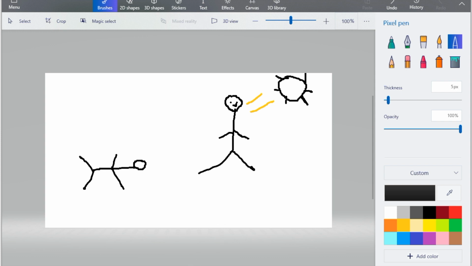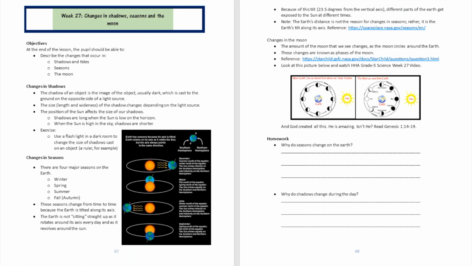Well, that understanding is going to be really important to understand how patterns operate in our world. The size, the length, and the darkness of the shadow changes depending on the light source. And you can try that out with maybe a flashlight in a dark room. The position of the sun affects the size of our shadows. Shadows are long when the sun is low on the horizon. In other words, the sun is closer to you. And when the sun is high in the sky, shadows are shorter.